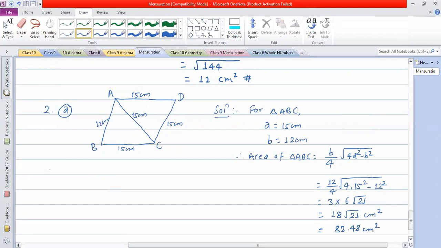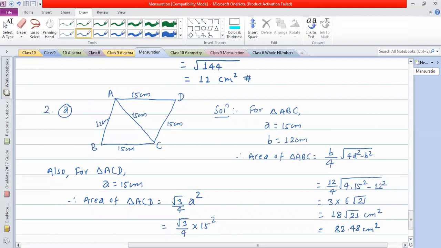Okay, now let us solve here. Also, for triangle ACD, A is given as 15 centimeter, isn't it? Therefore, it is an equilateral triangle. Area of triangle ACD equal to, the formula is root 3 by 4 A square. And it will become root 3 by 4 into 15 square. Find in decimal again.